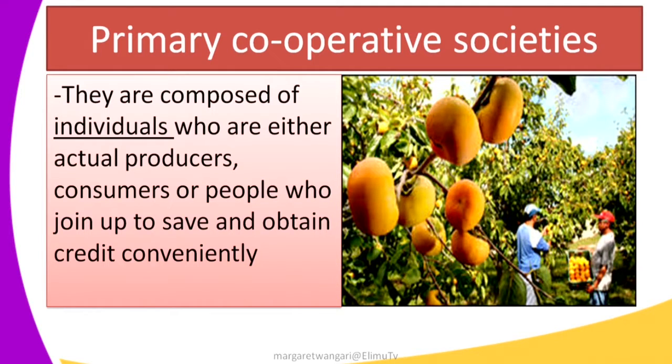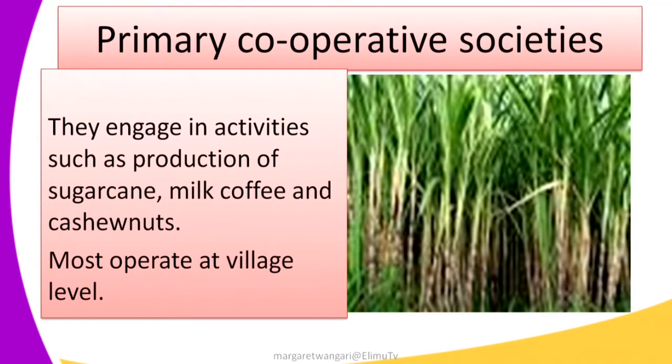And you find that primary cooperative societies engage in activities such as production of milk, coffee, sugarcane, cashew nuts. So they do engage in such activities, and you find that most of our primary cooperatives operate at the village level. They are found in the villages.